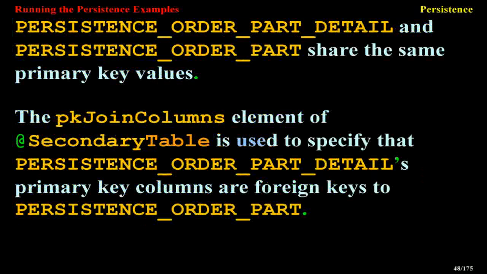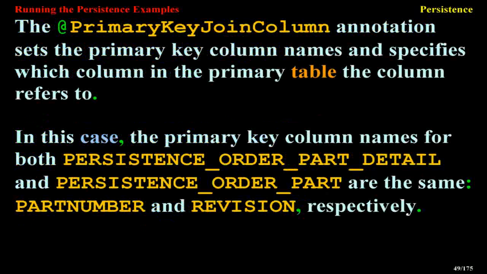The pkJoinColumns element of SecondaryTable is used to specify that PERSISTENCE_ORDER_PART_DETAIL's primary key columns are foreign keys to PERSISTENCE_ORDER_PART. The PrimaryKeyJoinColumn annotation sets the primary key column names and specifies which column in the primary table the column refers to. In this case, the primary key column names for both PERSISTENCE_ORDER_PART_DETAIL and PERSISTENCE_ORDER_PART are the same, partNumber and revision, respectively.